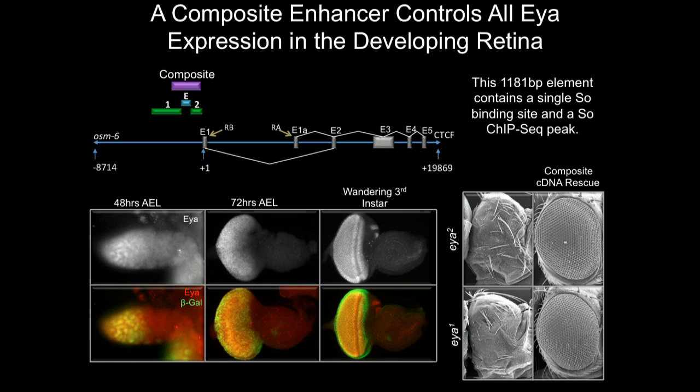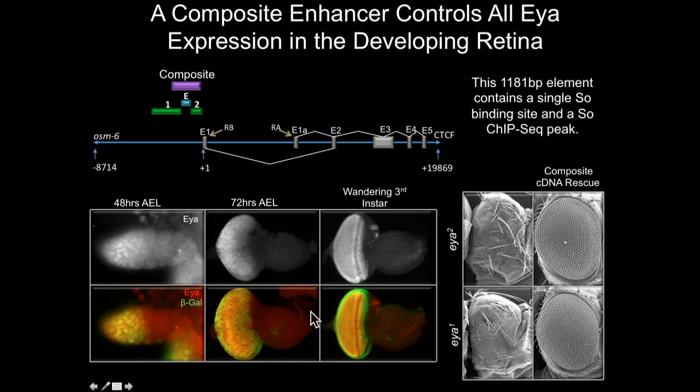So through a lot of data that I don't have time to discuss today, we conducted an enhancer bashing screen of the eya locus, and I determined that a composite enhancer that is composed of 3 distinct cis-regulatory elements is responsible for all temporal and spatial expression of Eya in the retina. And each one of these individual enhancer elements is activated at a specific time and location in the disc, but only when they function together can you fully recapitulate Eya expression.